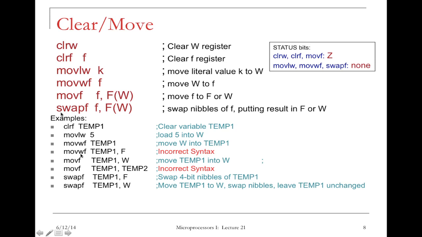Next instruction. Move wf temp 1, comma f. This is in fact an incorrect or invalid instruction because move wf has no destination indicator needed. Because the direction is very clear. It's going to copy from W to F.